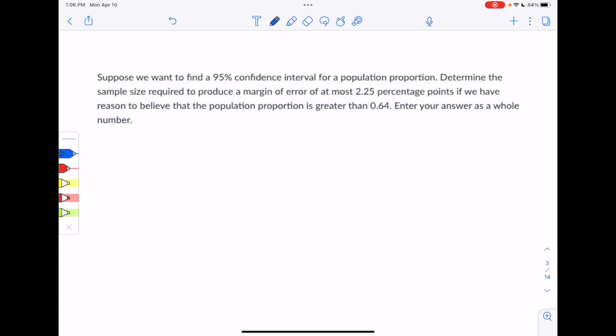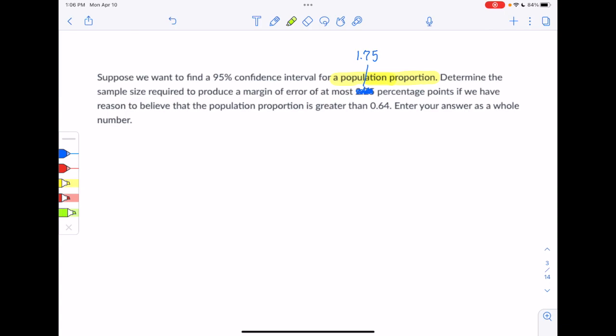So first, in the interest of giving help rather than answers, we're going to make some changes, and we're going to change this from 2.25 percentage points to 1.75 percentage points. All right, so then the next thing is to figure out our context. So we're in the context of finding a confidence interval for a population proportion. So we are in proportion land rather than mean land.